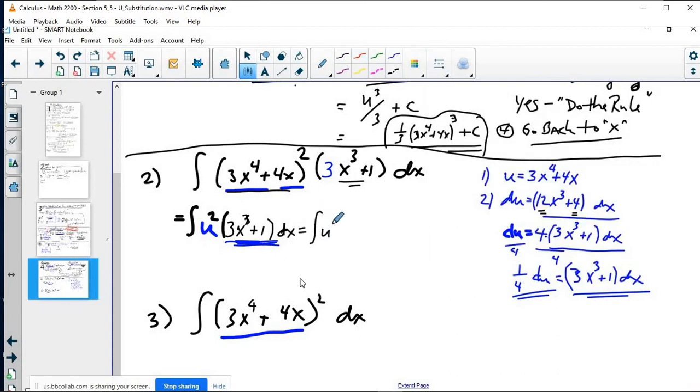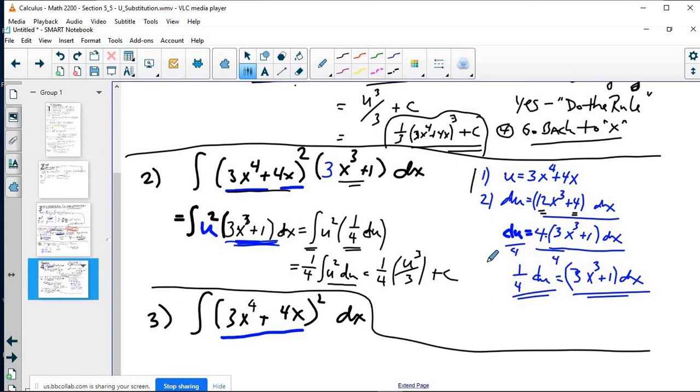So I get the integral of u squared times 1/4 du. Now, what is 1/4? 1/4 is just a number. It's a constant. What can you do with constants? Bring them out front. Constants come out through this sign. Is this one of my rules? You bet it is. The 1/4 comes along. I get u cubed over 3 plus c.